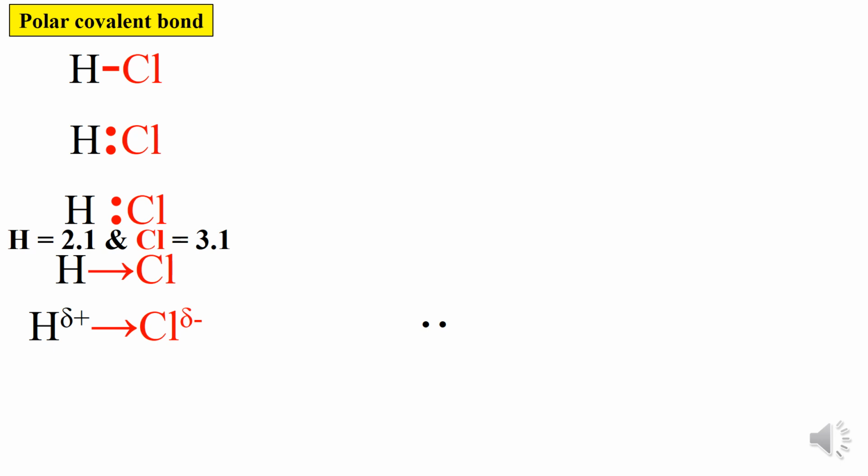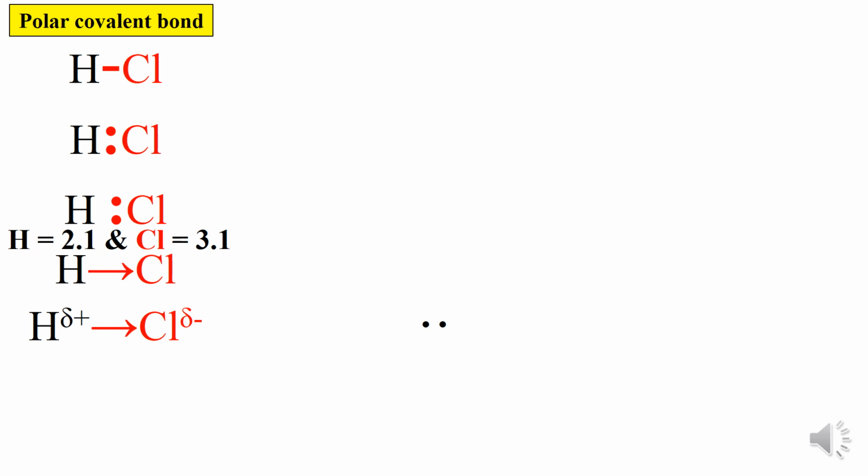Now polarity in a molecule with a polar covalent bond can be represented in three different ways. One way of representing the polarity of a molecule with a polar covalent bond is by partial positive and partial negative charge on the respective atoms. So as you can see, in case of hydrogen chloride molecule, hydrogen atom is bearing a partial positive charge and chlorine atom is bearing a partial negative charge. So this is one way of representing the polarity of a molecule with a polar covalent bond.